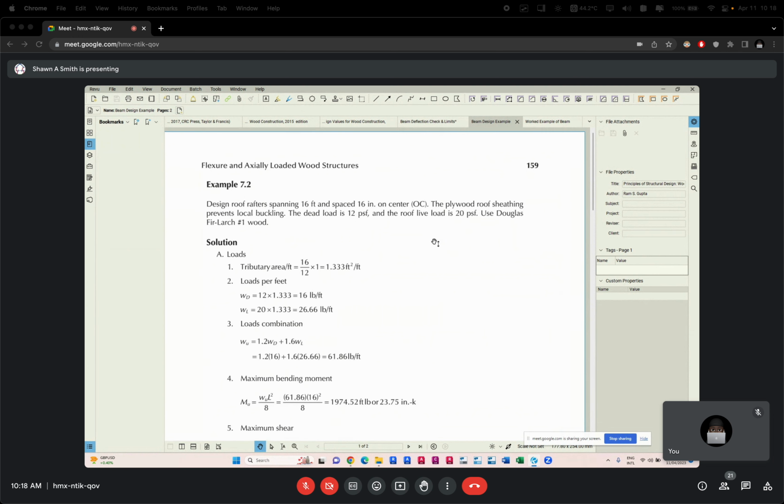The plywood roof sheathing prevents local buckling. Therefore, it means that the plywood roof sheeting is nailed down or screwed down to these rafters, and that provides continuous restraint at the top edge. Hence, it eliminates the whole effect of lateral, torsional, or local buckling. The dead load is 12 pounds per square foot, and the roof live load is 20 pounds per square foot.